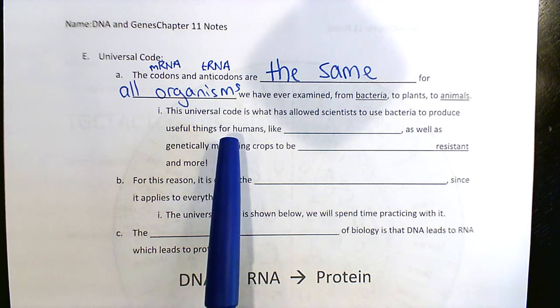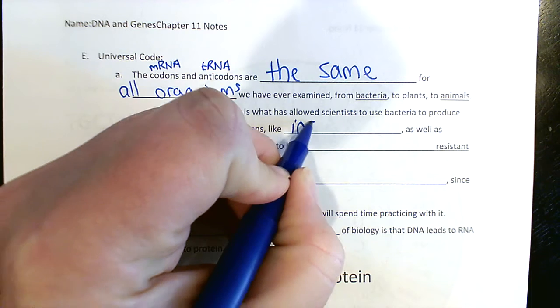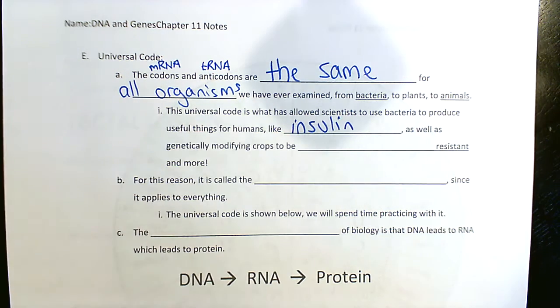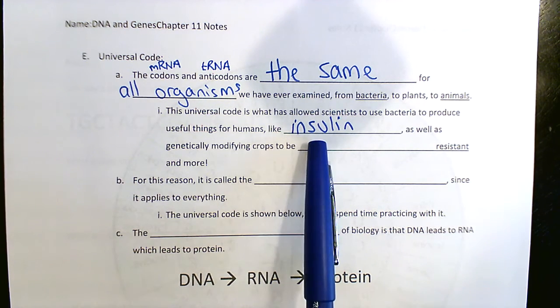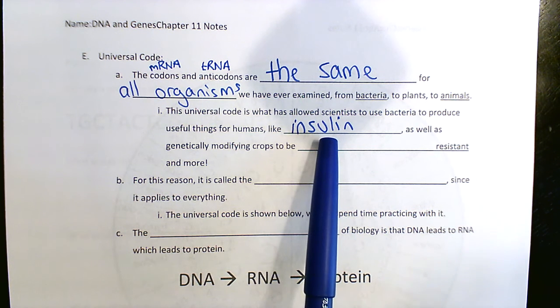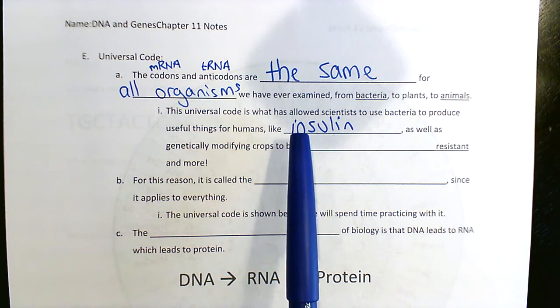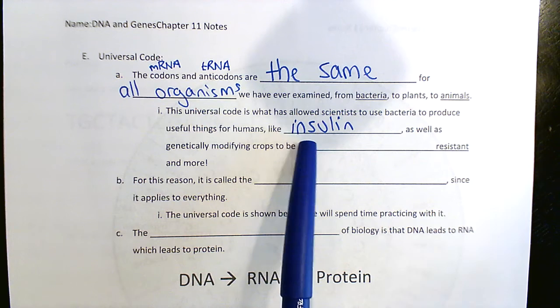This has allowed scientists to use bacteria to produce useful things for humans, like insulin. Okay, so we take a gene from humans, which is instructions for the protein of insulin, and we put it into another organism like a bacteria, and the bacteria can read those instructions and make insulin, no problem, right? Because their machinery to read instructions is the same as ours.